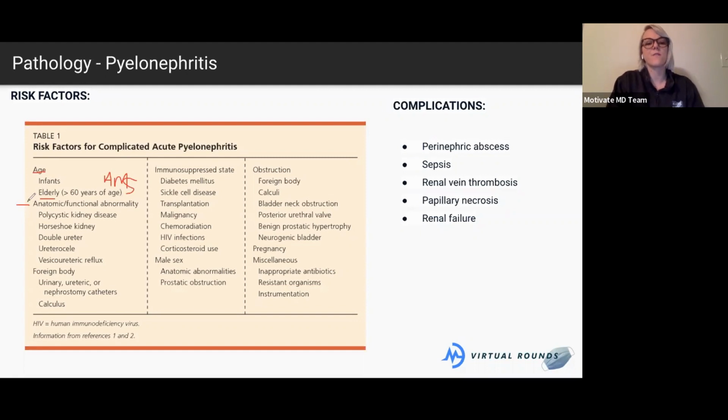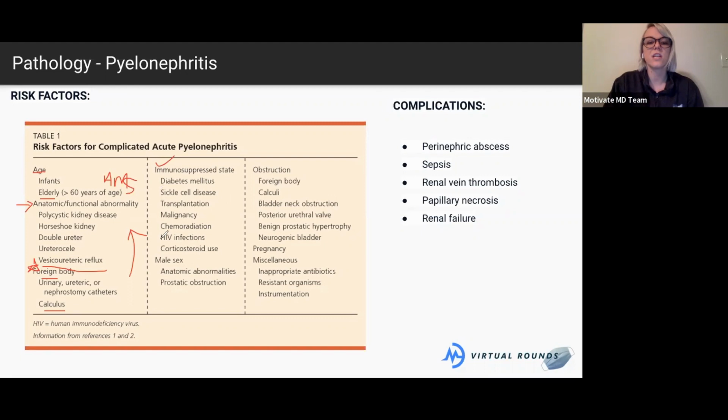the anatomic or functional abnormalities, this one being pretty important, the vesicoureteral reflux. So urine refluxing the opposite way that it should be going. And that can cause stasis of urine and correspondingly colonization of the bladder and urinary tract. Foreign bodies, so you guys got that one. Kidney stones themselves, so renal calculi, immunocompromised state.